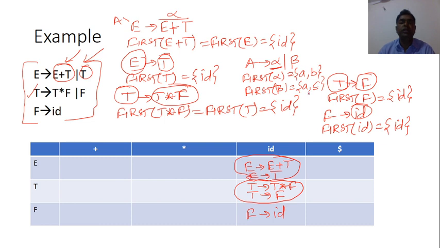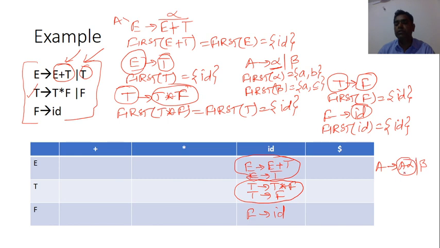That means it creates non-determinism. I am not able to determine which production I have to use. Clear? Why am I getting this? Because this grammar is left recursive. If the grammar is left recursive, you can see, suppose the production is like this one, A rises to A alpha or beta.